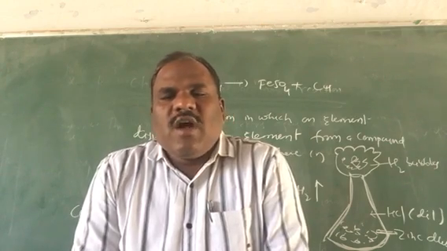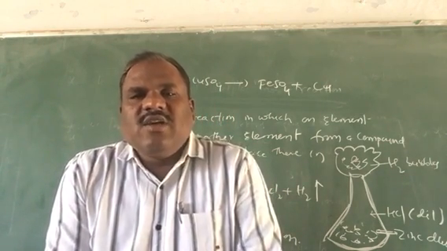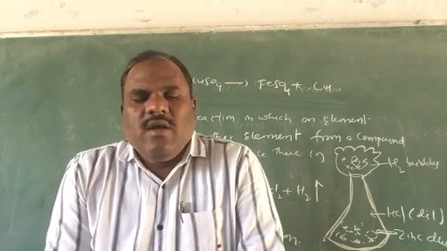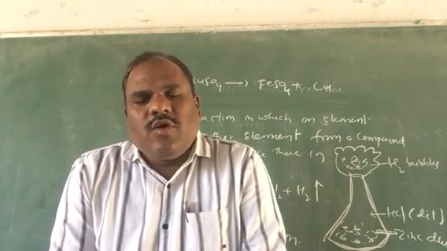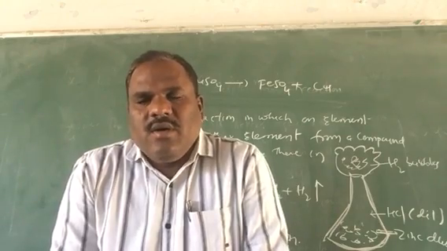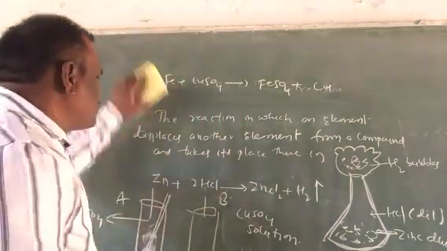There are some more examples of displacement reactions. Zinc plus silver nitrate gives zinc nitrate plus silver. And lead plus copper chloride gives lead chloride plus copper. So these are examples of displacement reactions.